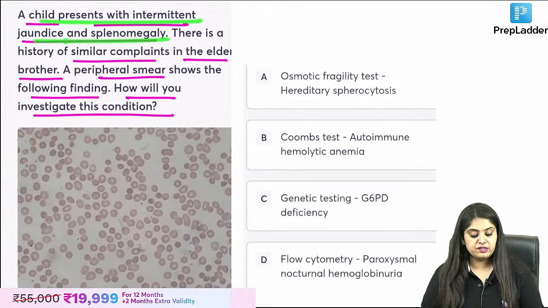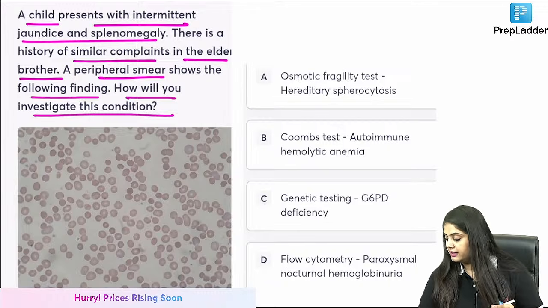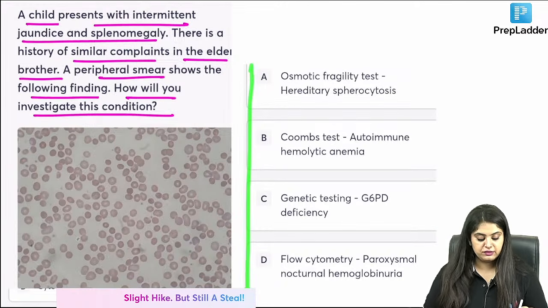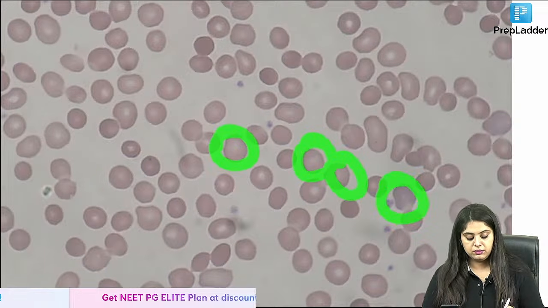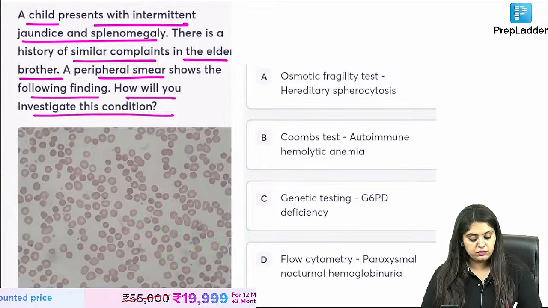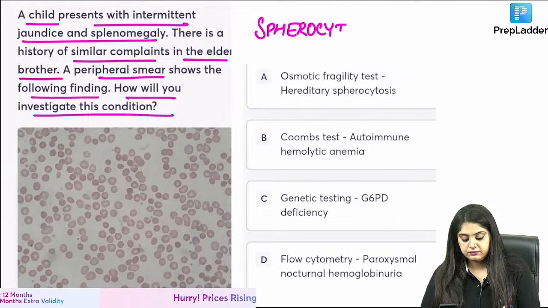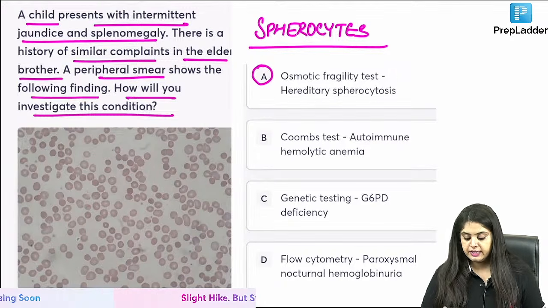So what is this, guys? There's intermittent jaundice, splenomegaly, something similar in the elder brother also. Now this is a question which is pretty interesting, so I want you to answer this for me. What did the photo show? In the photo, ma'am, I can see the same spherocytes. What shall I mark? Okay, all of you are saying perfect. Some of you said osmotic fragility testing.